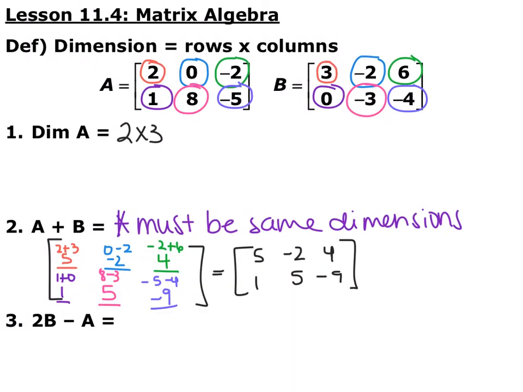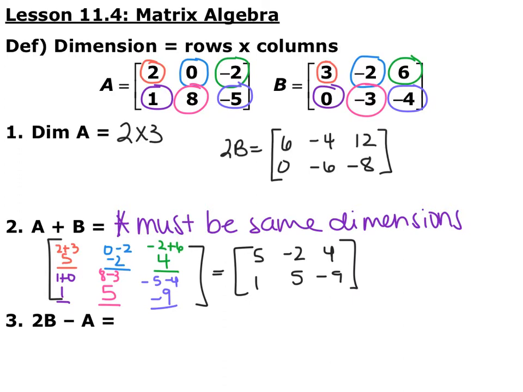So adding each entry, you should have the same dimensions as the original two. So you end up with 5, -2, 4, 1, 5, -9. You can also multiply a matrix by a constant. So 2 times B would just be you multiply every single entry in matrix B by 2.